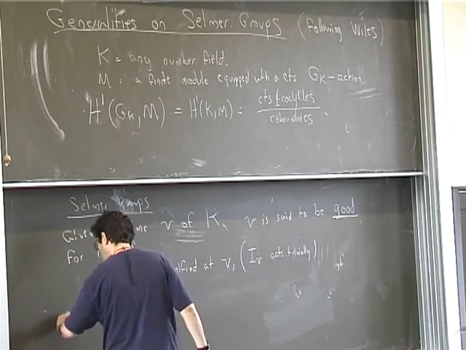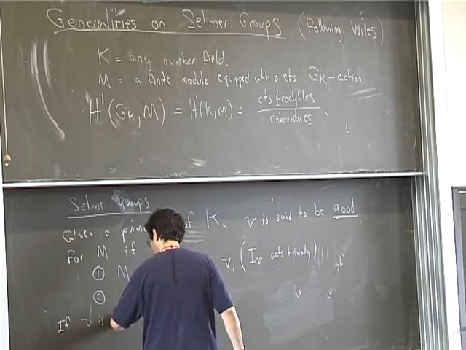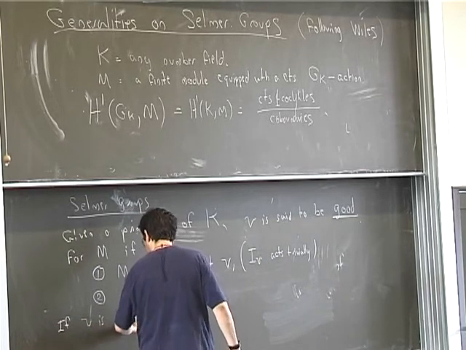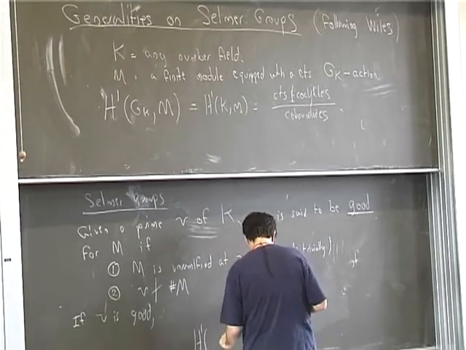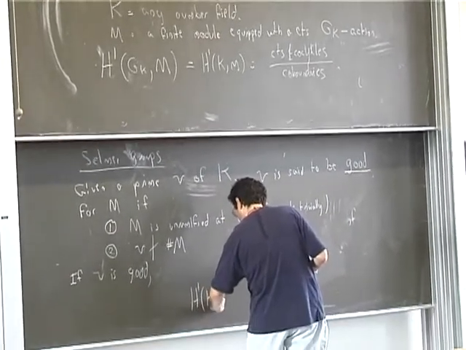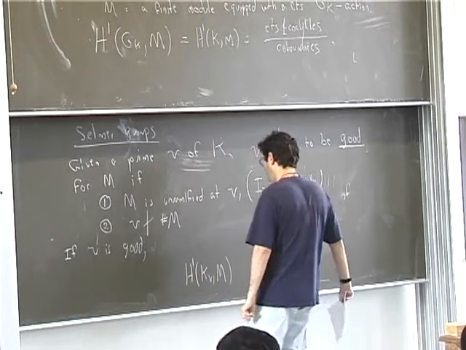So if v is a good prime, then we have an exact sequence where we can take a cohomology class on K_v.